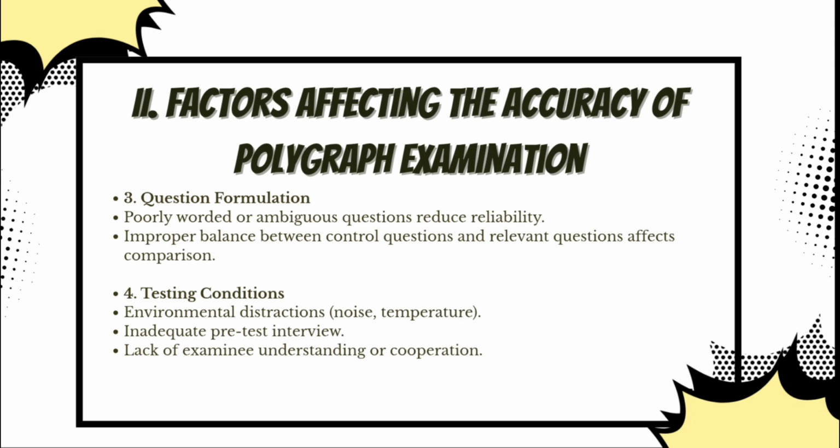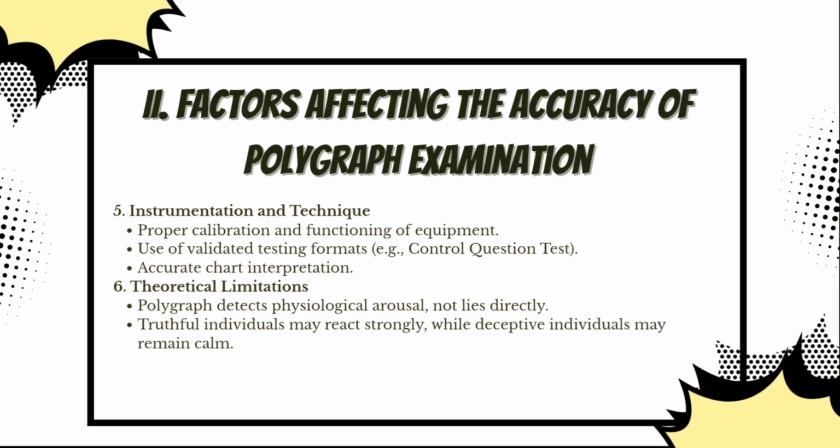Fourth, we have testing conditions. The environment can also affect the test. For example, noise, uncomfortable temperature, or distraction can make the person uneasy. If the pre-test interview is not done properly, or if the examinee doesn't fully understand the process, the result may not be accurate.